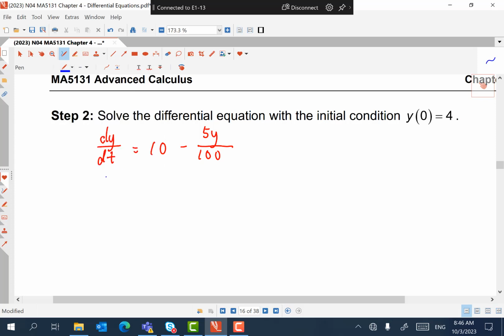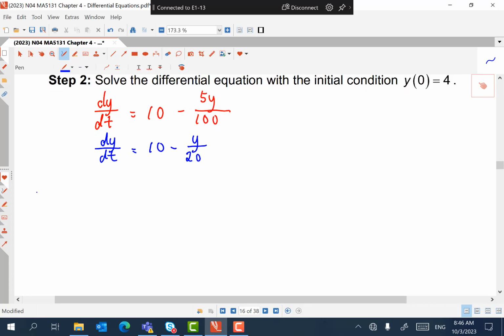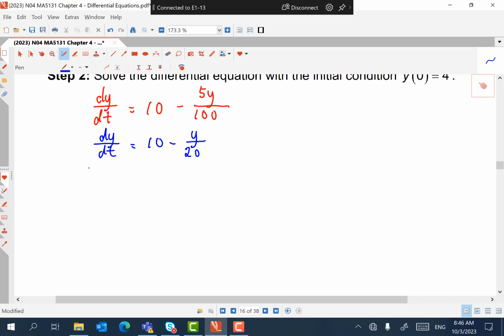Of course, we can first and foremost tidy up a little bit. This is going to be 10 minus y over 20. Is it correct? Okay. So now, Chen Yen, how do you think we solve the DE? How do we separate the variables in this case? Just divide by 10 minus y over 20. You're trying to say this, right?